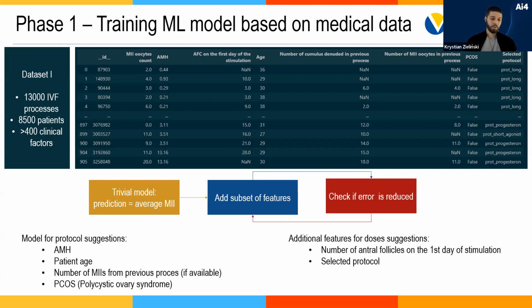found 7 different clinical factors that helped us to predict the number of M2s, which were anti-Müllerian hormone, so AMH, the patient age, number of M2s from previous process, polycystic ovary syndrome, number of antral follicles on first day of stimulation, and also the selected protocol itself.